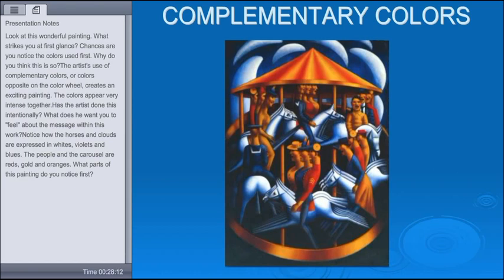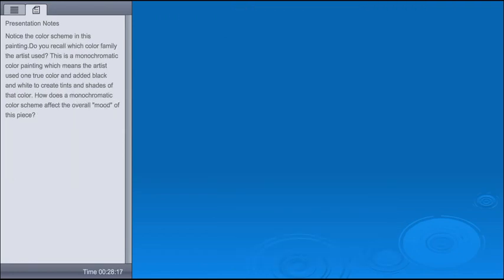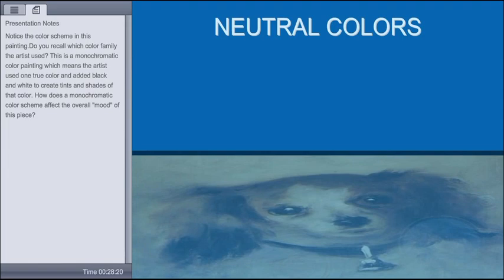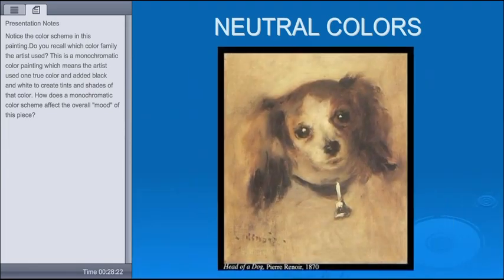Notice the color scheme in this painting. Do you recall which color family the artist used? This is a monochromatic painting. It means the artist used one true color and added black or white. So what would be the one true color that the artist used to add black or white? The tints and the shades that the artist might have used. And how does a monochromatic color scheme affect the overall mood of this piece? Have you figured out the color? It's red.